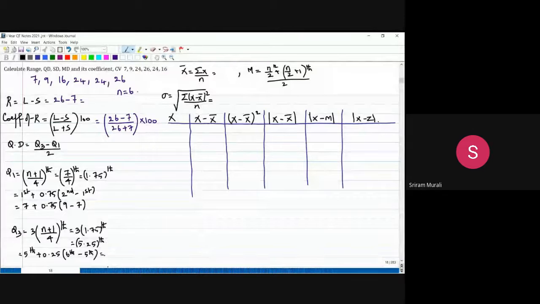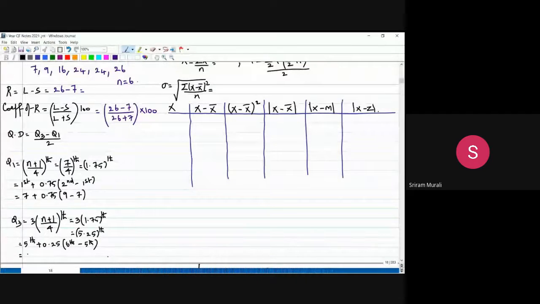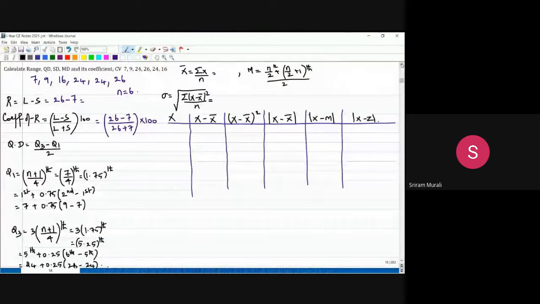So in my order, the fifth observation is 24 plus 0.25 into the sixth observation, 26 minus 24. Have you understood? Yes, sir. You have to substitute and get QD. Also the coefficient of QD is Q3 minus Q1 by Q3 plus Q1 into 100.